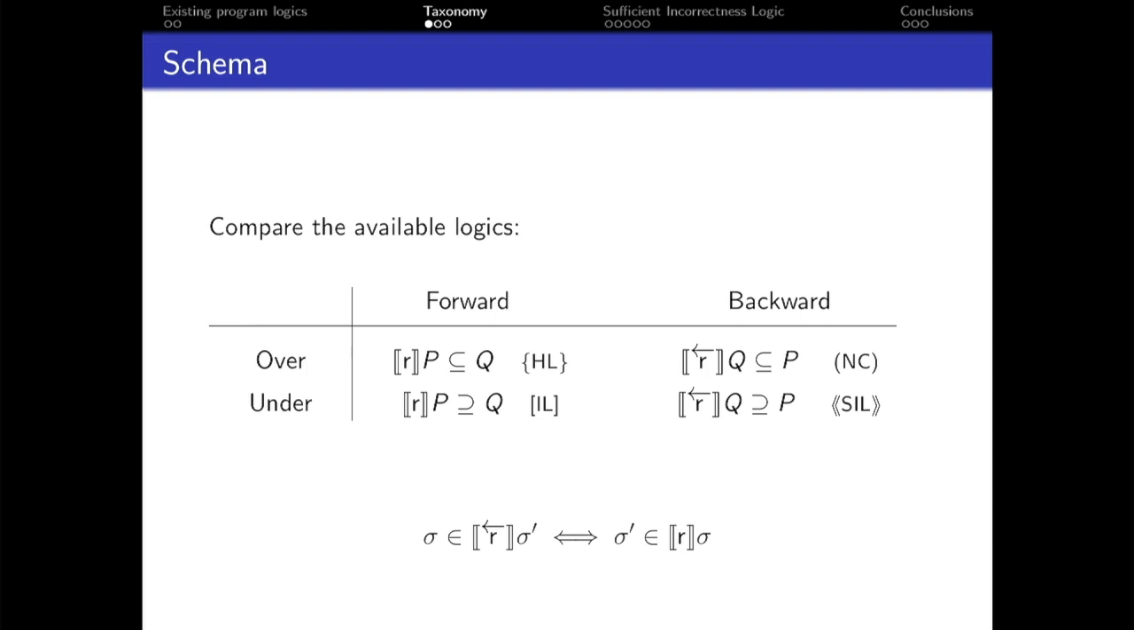So we define this schema, we fill the gaps, because in the original formulation it was not entirely clear that necessary conditions were defined by this backward under-approximation condition. And so we use this schema to drive a comparison of these logics.